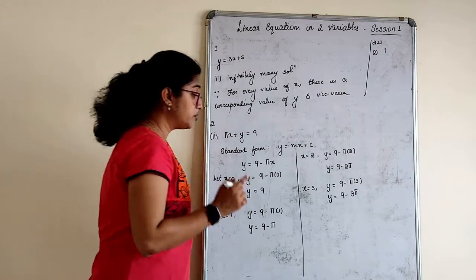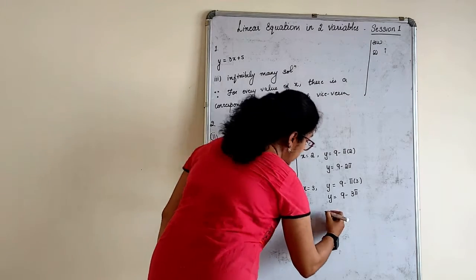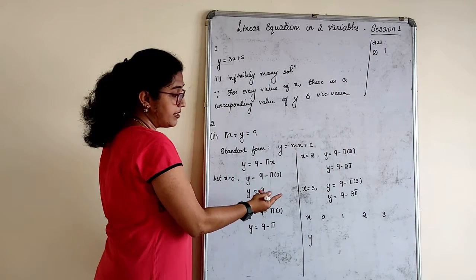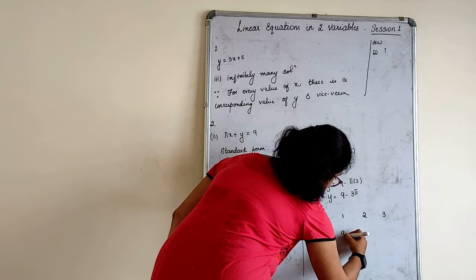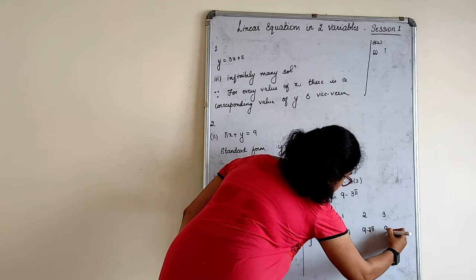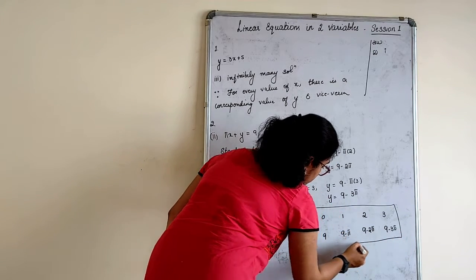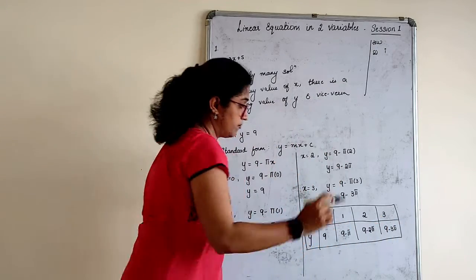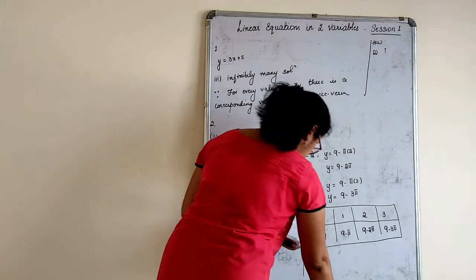After this, you need to tabulate the values so that it looks neat. What are the x values? 0, 1, 2, 3. Four solutions they want, no? 1, 2, 3, 4. What are the y values? 9, 9 minus pi, 9 minus 2 pi, 9 minus 3 pi. Clear? Like this you need to write it. We'll quickly start with the next one.